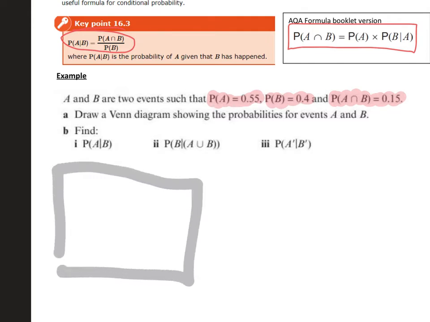So if I draw a Venn diagram, so here's A, here's B. Again, we try and put the middle in if we can, and we know the middle, A and B, is 0.15.